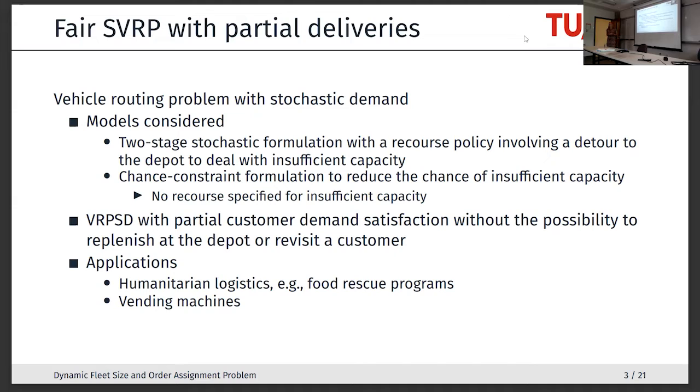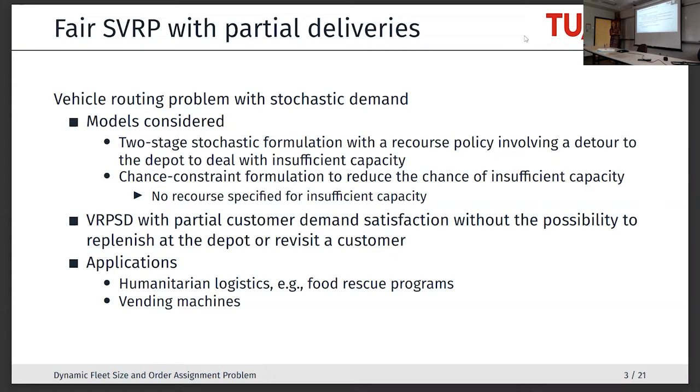The other approach is a chance-constrained formulation, where you want to make sure that you can satisfy the demand of your customers in 95% of the cases, but it's often not specified what to do if you have insufficient capacity. So with the 2-stage stochastic formulation, they allow detours to the depot, but in practice, that may not always be possible due to, for example, humanitarian logistics. It may not be safe to go up and down to the depot, or just in general, due to time constraints, it may not be possible.